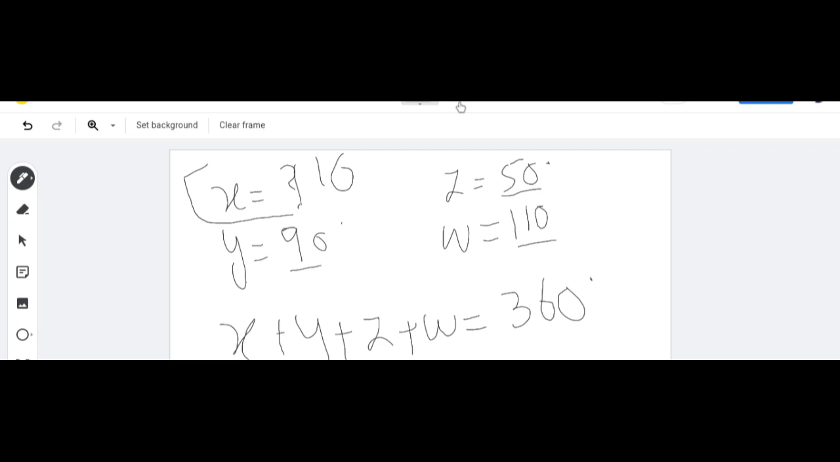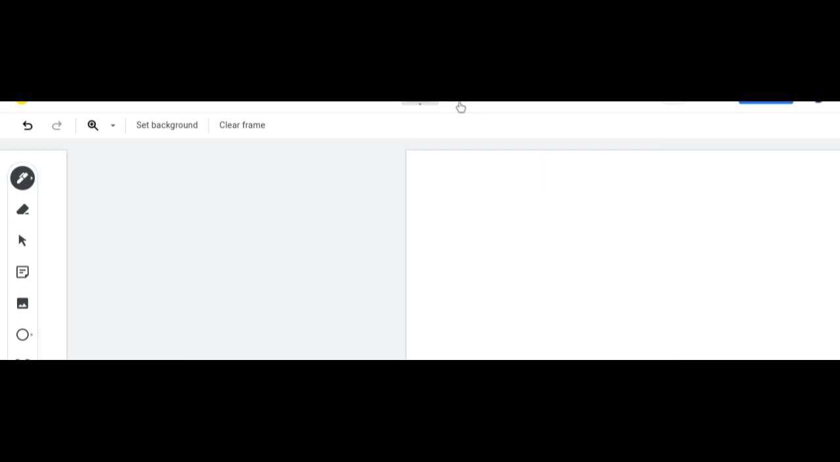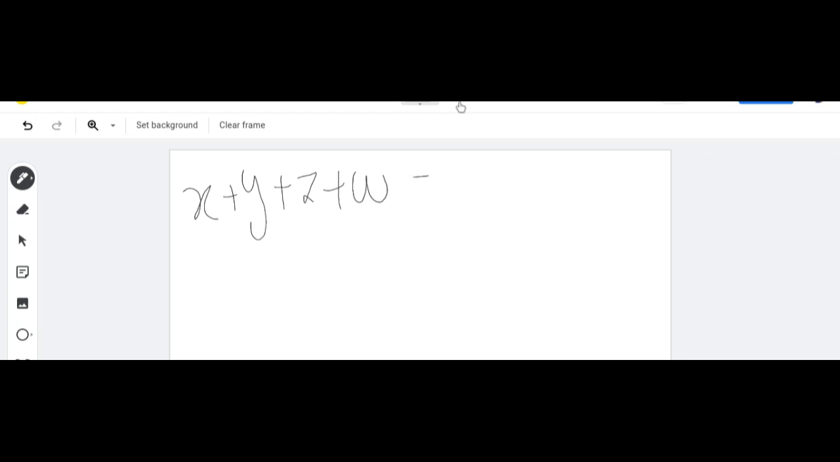These are the 2 methods. One is just like your book. If you want to check that you got the correct angle or wrong, you can simply do this. But according to the example that is solved in your book, we have to follow this rule: x plus y plus z plus w is equal to 360. Why do I write 360 here? Why?